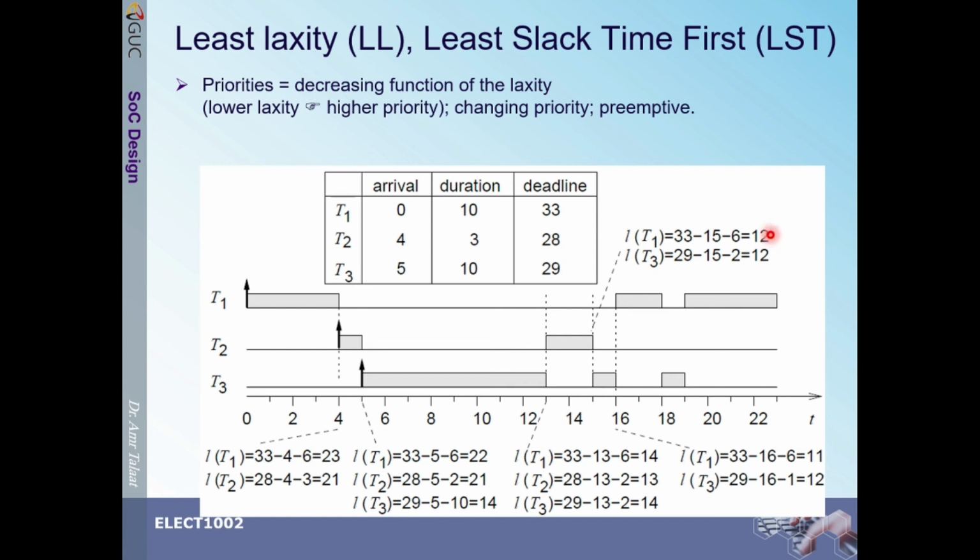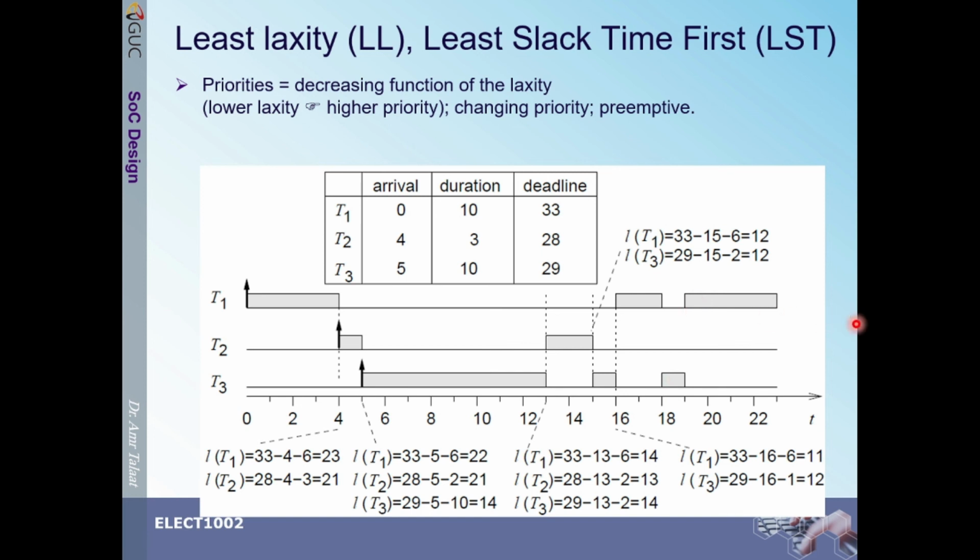Then I'll compare between them and calculate. Now both of them are equal. How should I choose? I'll choose the one with earliest deadline first, which is the 29, and I will execute T3. But as soon as I execute this, I'll check, I'll find that T1 is less. I'll jump to T1. Then T3 has less laxity, I'll execute it here, then T1, and so on.